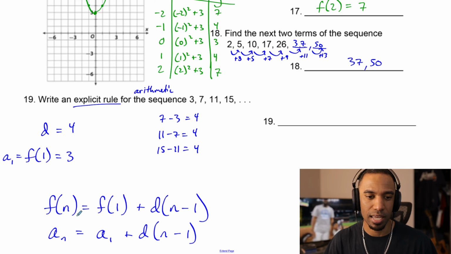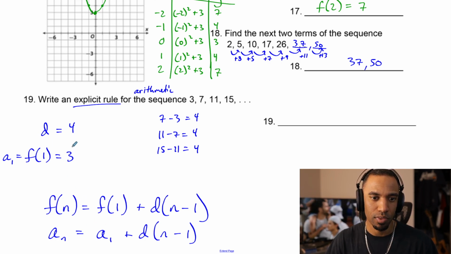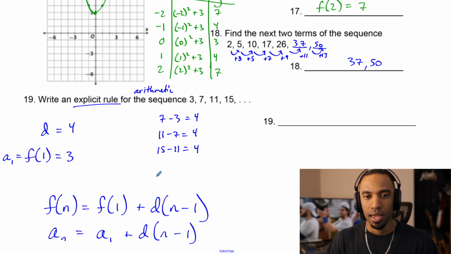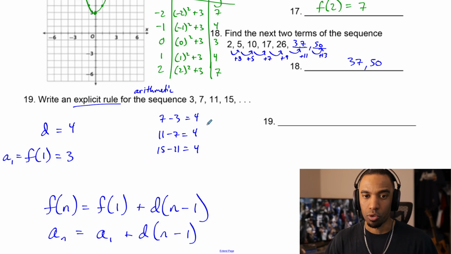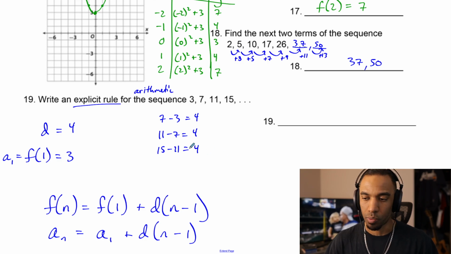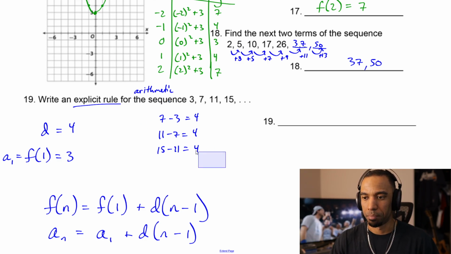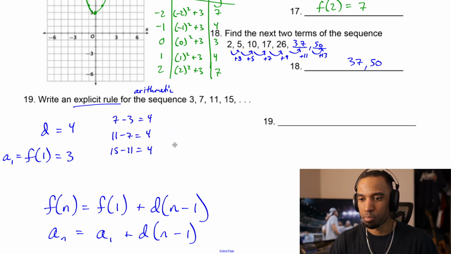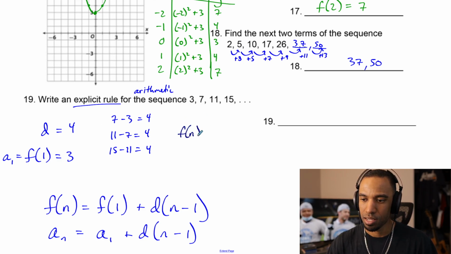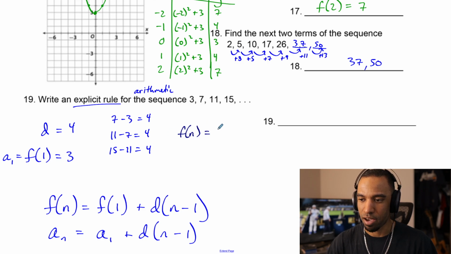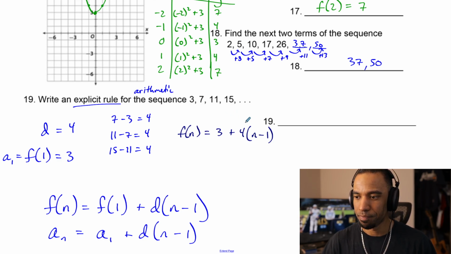You are just writing it out, plugging in f of 1, plugging in d. And then we should simplify it to make it look like those other ones. I'll show you what they are. All right, here we go. So substituting, plugging away, I'll use f of n this time. So f of n equals, f of 1 is 3, that's the value of the first term, plus the common difference of 4 times the quantity n minus 1. Let's go and simplify this guy.